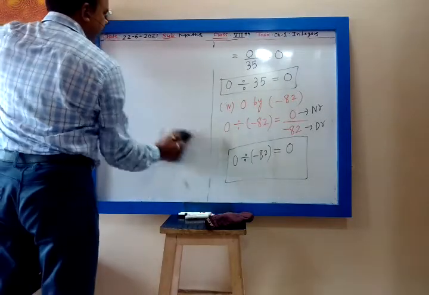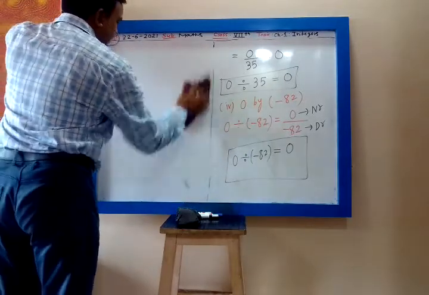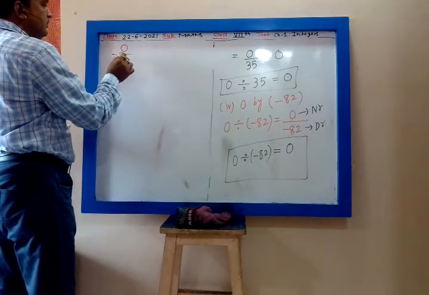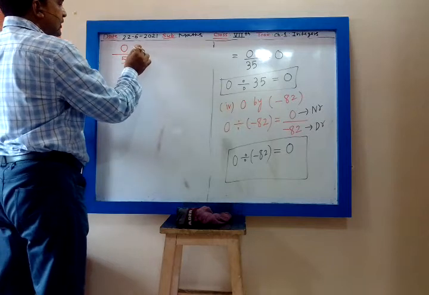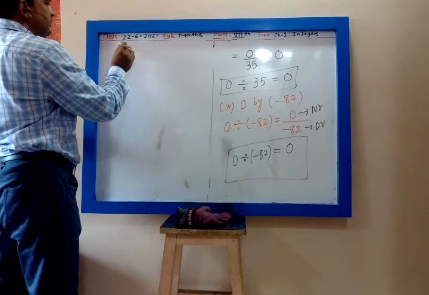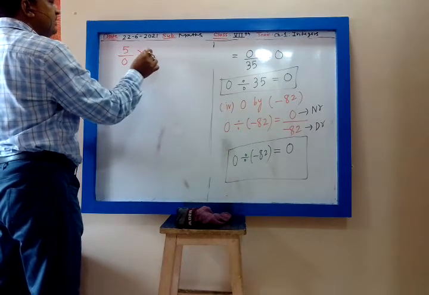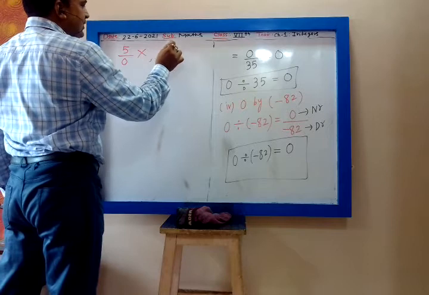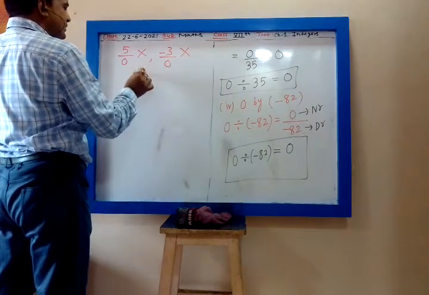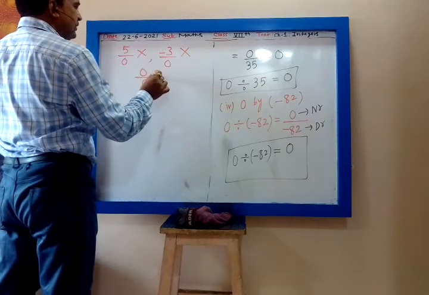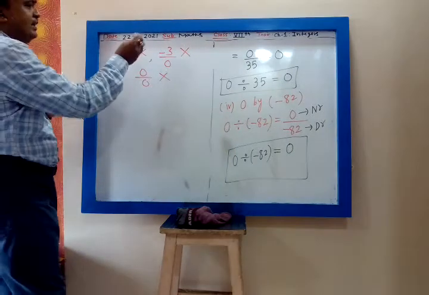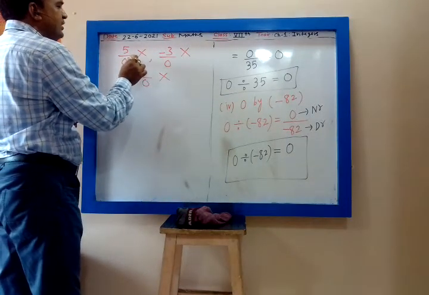But see here, one more thing you write here. 5 upon 0 does not exist. Then minus 3 upon 0 does not exist. And 0 upon 0 does not exist. Whenever the denominator is 0, it does not exist. In these three cases it does not exist because 0 is there in the denominator.